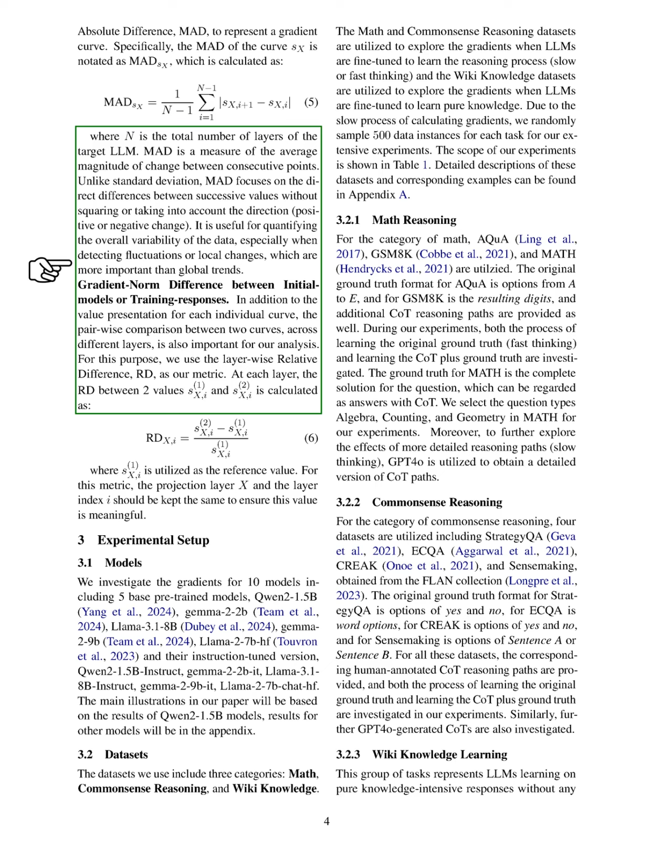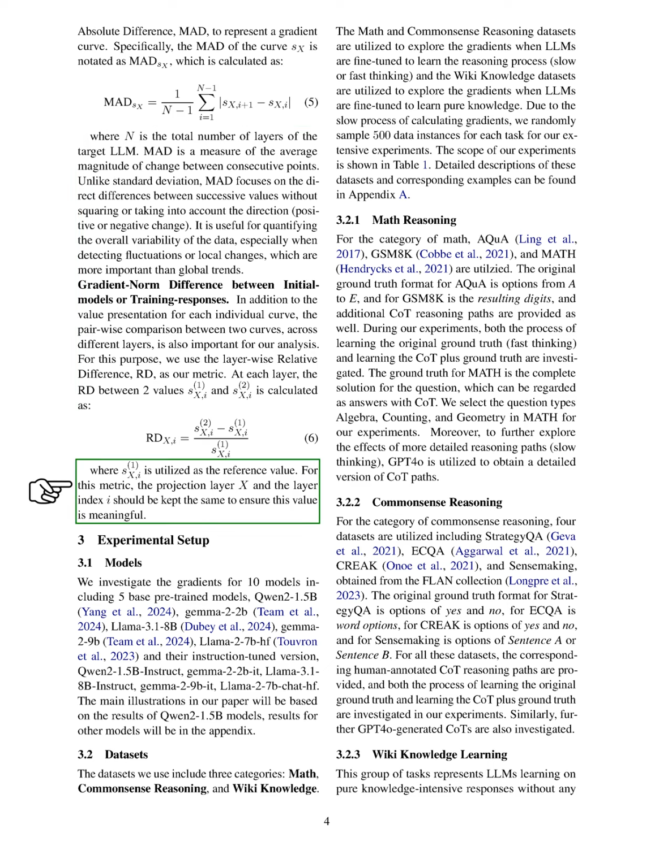MAD measures the average change between consecutive points, focusing on direct differences without considering direction. This makes it useful for identifying variability and local changes, which are often more significant than overall trends. We also compare pairs of curves across different layers using the layer-wise relative difference, ROD. For each layer, we calculate the ROD between two values, using one as a reference. It's important to keep the projection layer and layer index the same for meaningful comparisons.